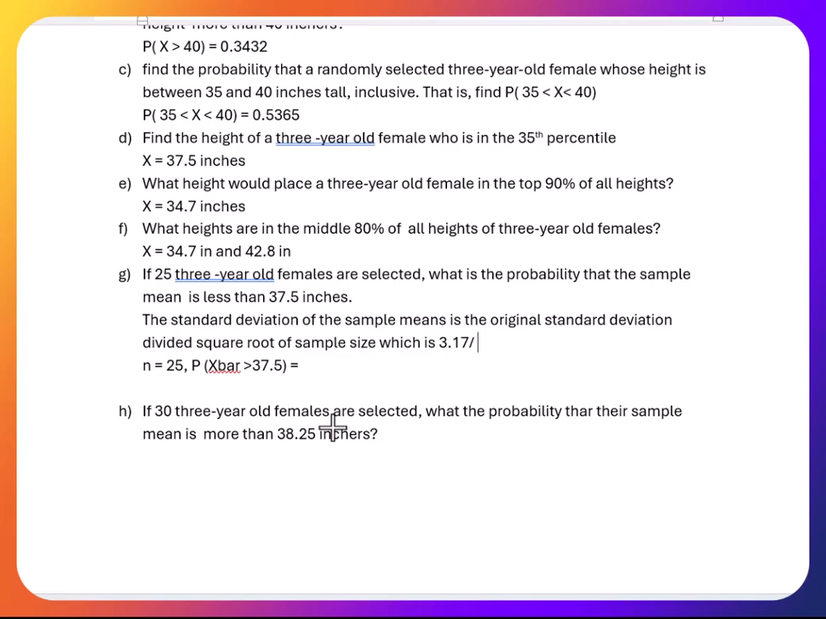What is the square root of 25, guys? It's 5. And let's do this. I got 0.634. So how are we going to use StatCrunch for this one? So again, it's an X with the line on top of it. I can't do it just using the keyboard, but you know what I meant by X bar here. Less than 37.5. Sorry, it's not greater.